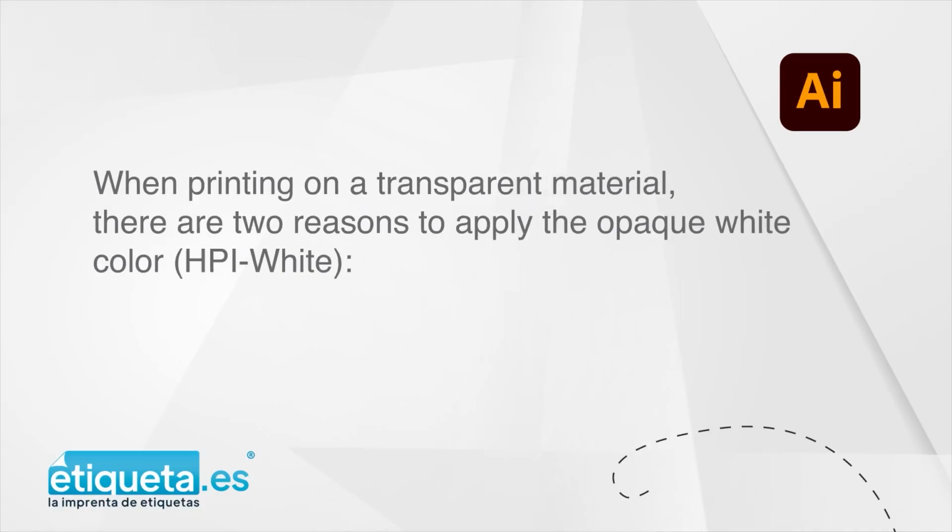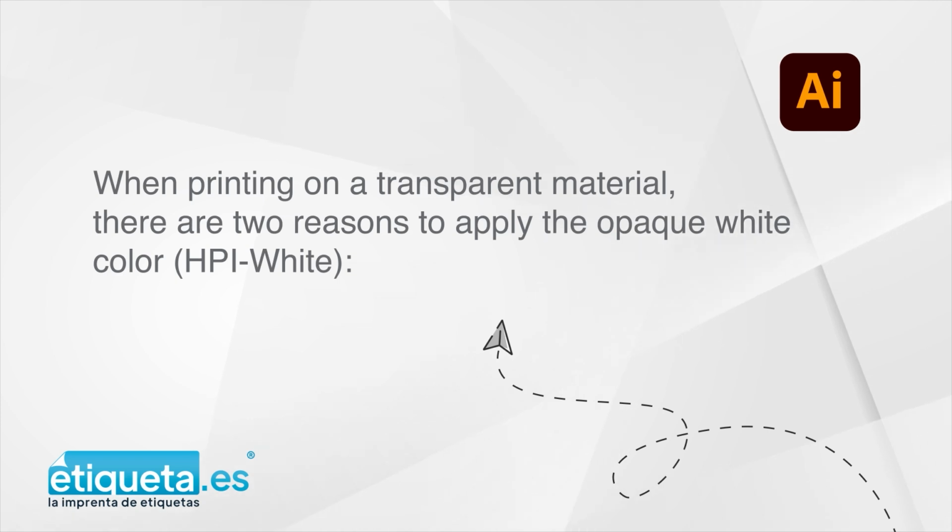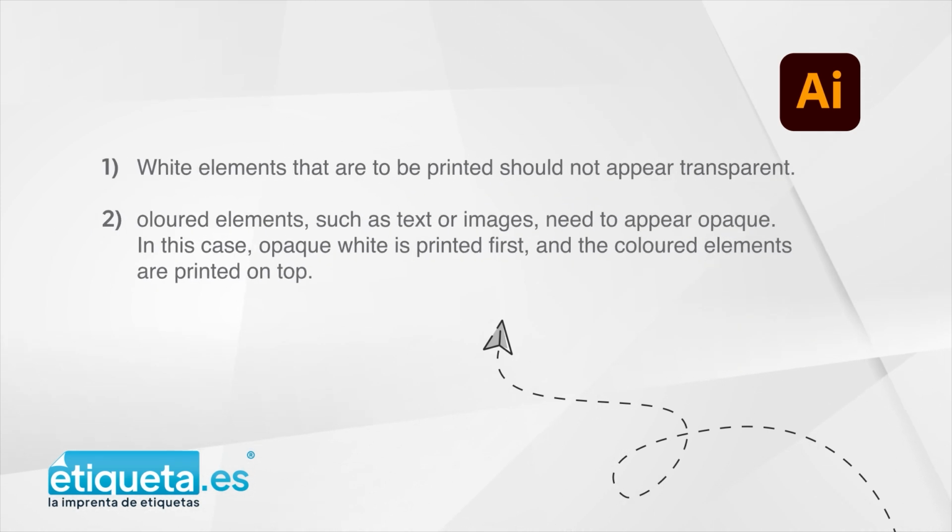When printing on transparent material, there are two main reasons to apply the opaque white color. White elements that are to be printed should not appear transparent. Colored elements, such as text or images, need to appear opaque. In this case, opaque white is printed first, and the colored elements are printed on top.